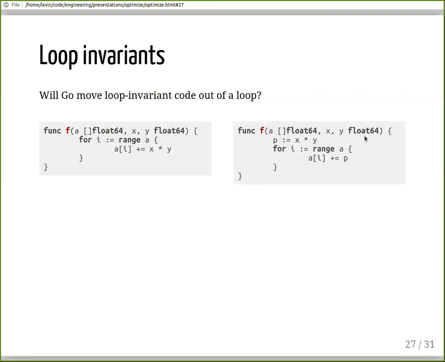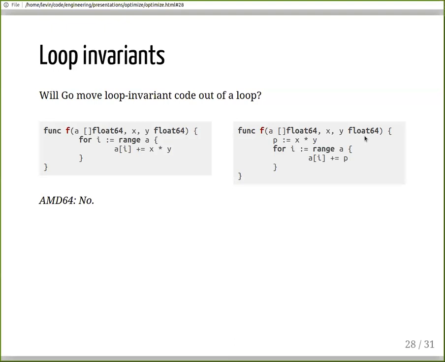I think you guys are going to be surprised by the answer. In fact, I was also surprised when I tried this out. The first surprising thing is that the outcome here depends on the target architecture. I tried it for AMD64, and there it does not do this optimization. The code on the left is compiled the way it looks, with the multiplication inside the loop, and the code on the right is also compiled the way it looks.